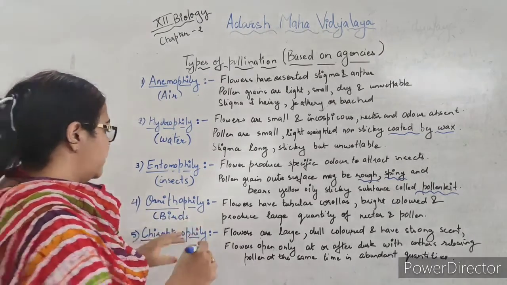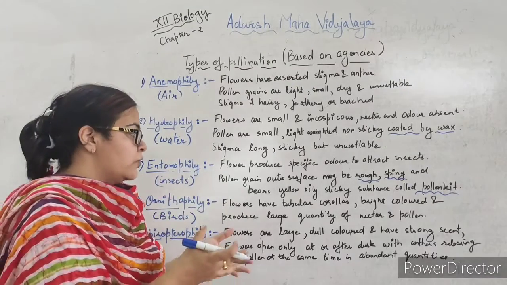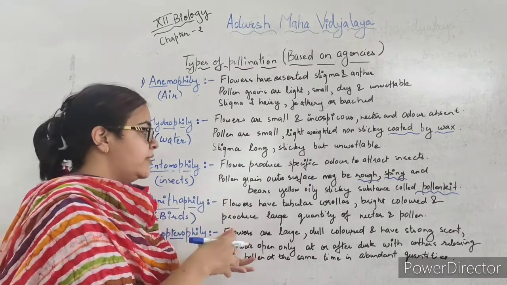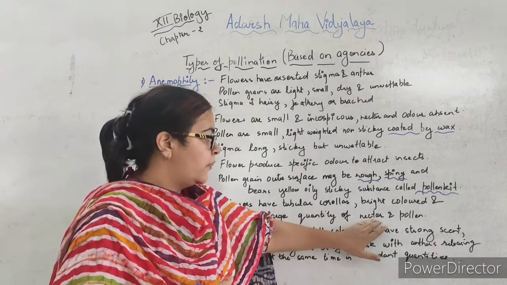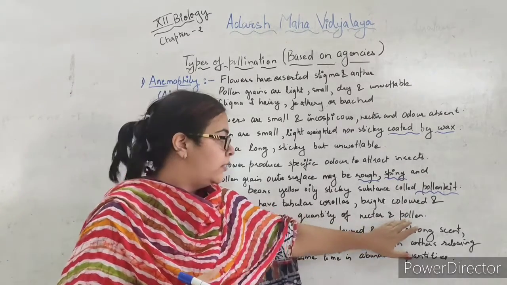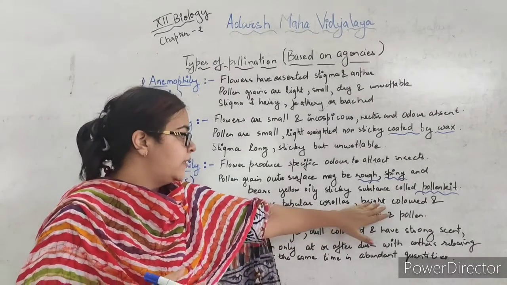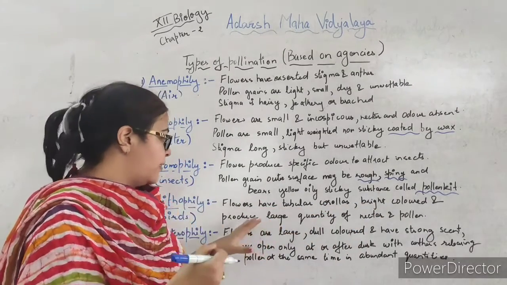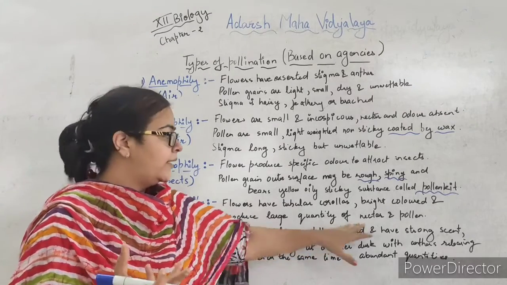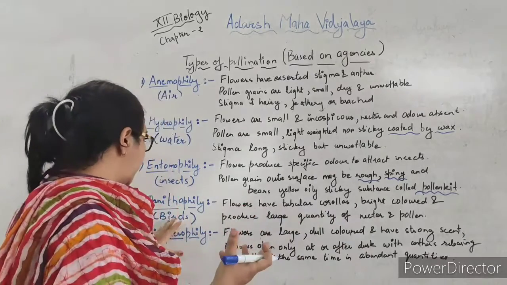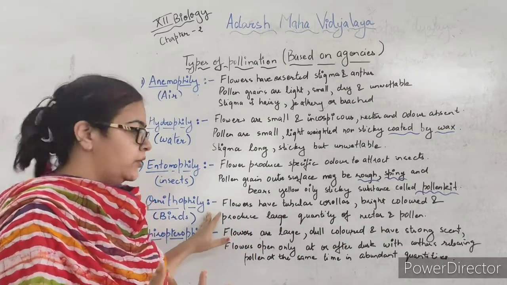Now the fourth one is ornithophily, that is the pollination by birds. Here the flowers have tubular corolla, that is a tube-like structure, so that the birds can easily visit. Now the birds will visit for what? Nectar. Okay, nectar and pollen. So the flowers have tubular corollas, bright colored, so that they can easily attract the birds, and they produce a large quantity of nectar and pollen that can serve as food for birds, and in turn the birds will do what? That is the pollination.